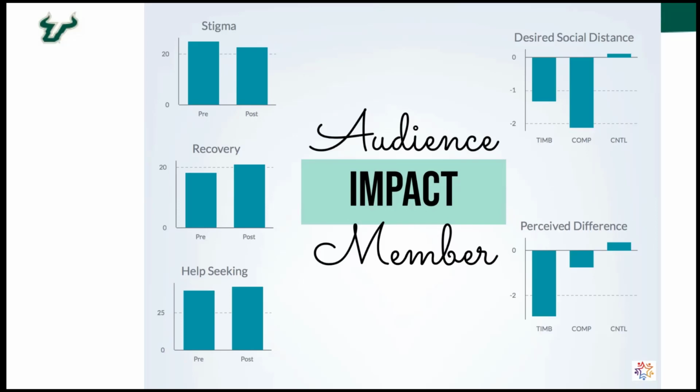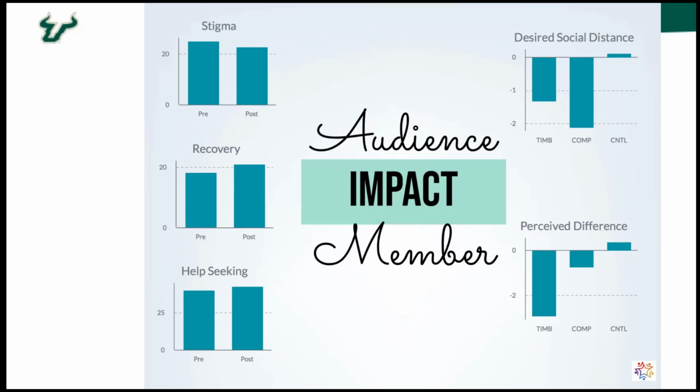Since it's really hard to measure actual behaviors, we measure it with a social distance scale. An example item on this scale is, how willing would you be to have a person with a mental illness as a coworker? Marry into your family is another one. Care for your children is another one. So the greater your desired social distance, or the less willing you are to do those things, that's a proxy of discrimination. And then finally, perceived difference.